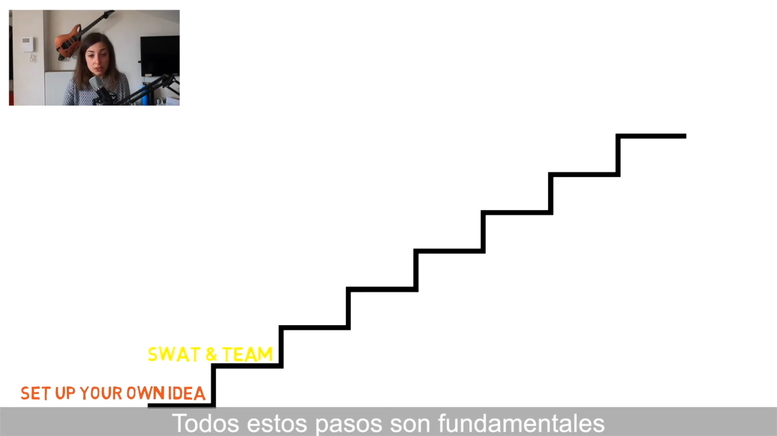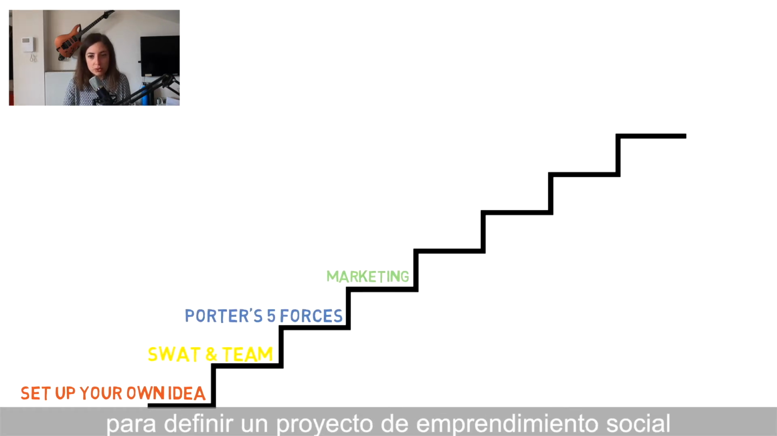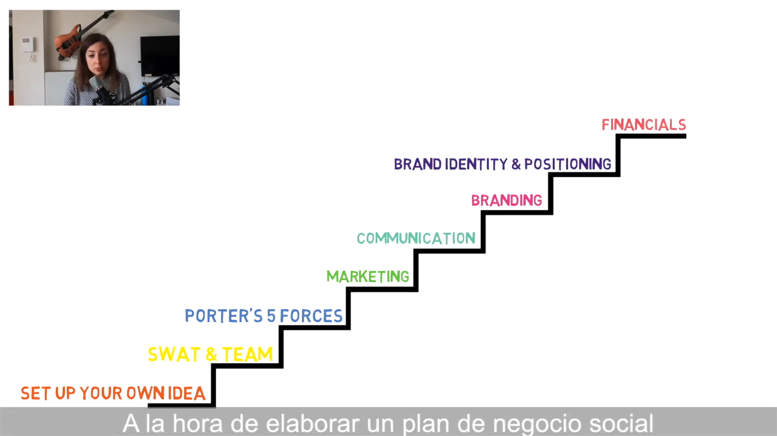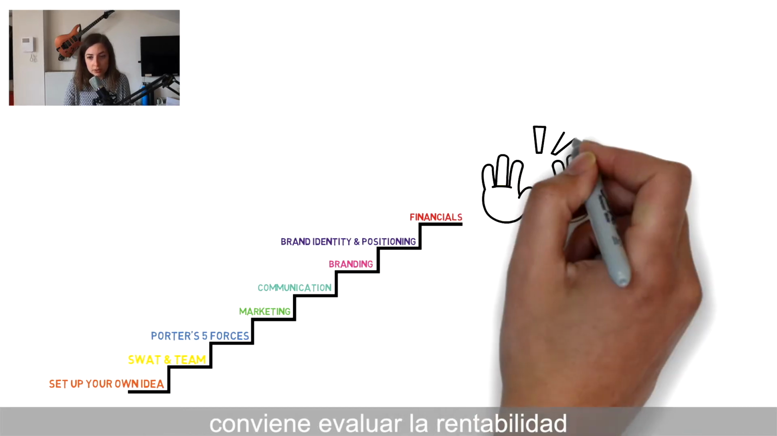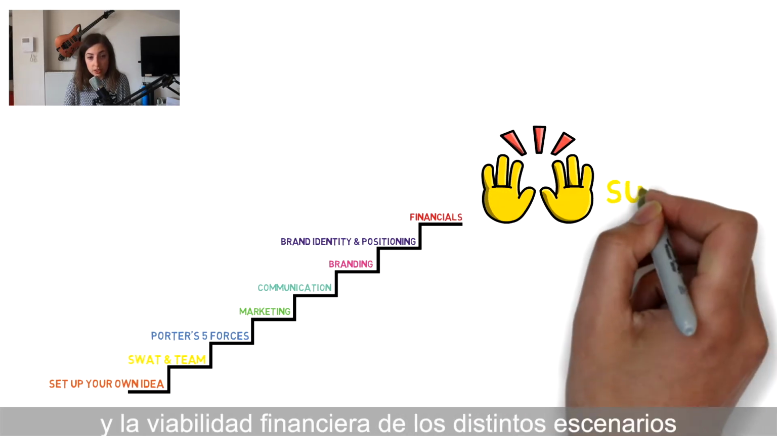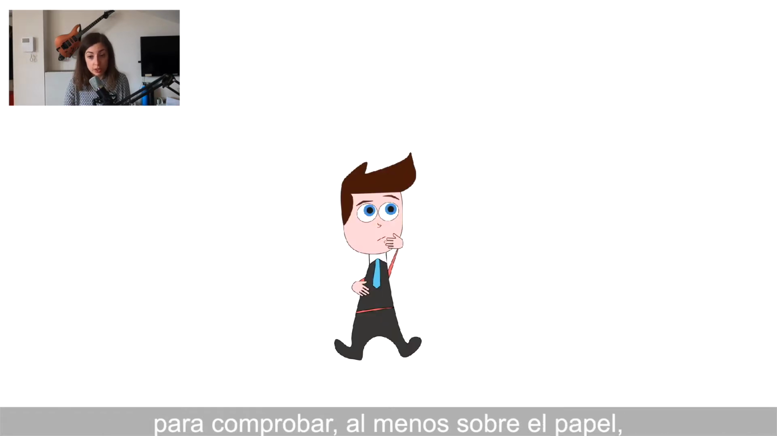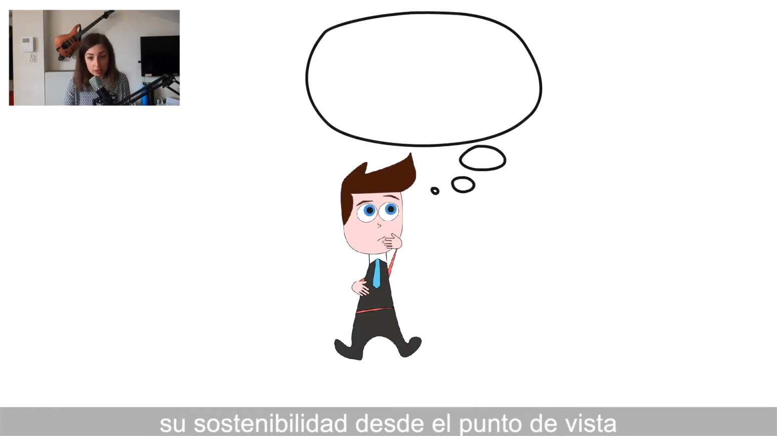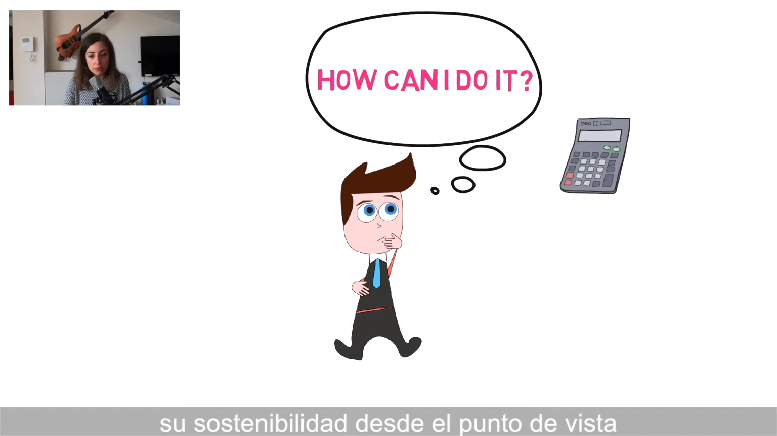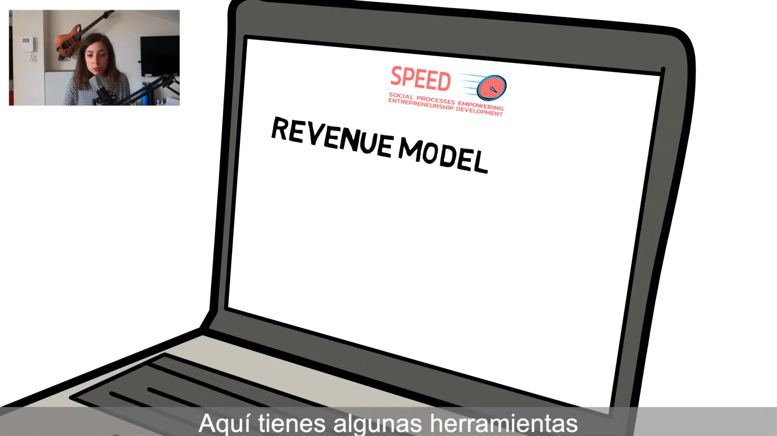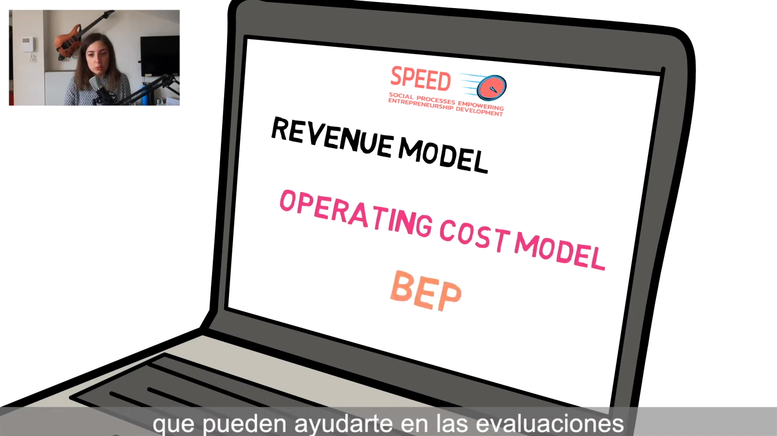All these steps are fundamental to define a social entrepreneurial project and the analysis to support it. When drawing up a social business plan, it is appropriate to assess the cost effectiveness and the financial feasibility of the different scenarios in order to test, at least on paper, their sustainability from both an economic and financial point of view. Here you have some tools that can help you in the economic and financial assessment.